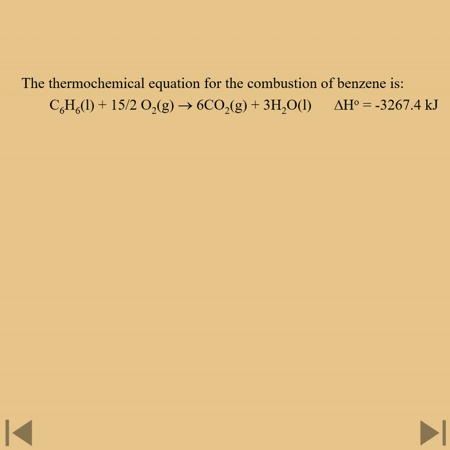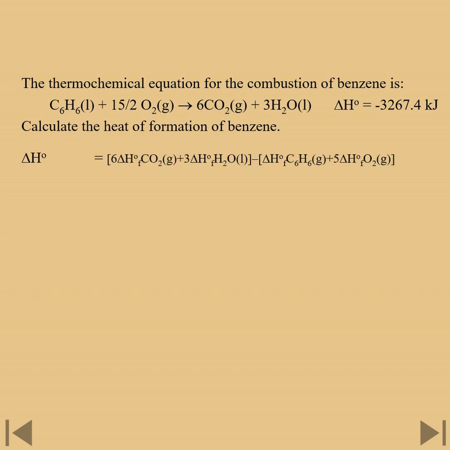Okay, the thermochemical equation for the combustion of benzene is given here, and we're asked to calculate the heat of formation of benzene. Well, what we're going to find here is we're going to set up the calculation for the enthalpy of reaction, so let's go ahead and do that.